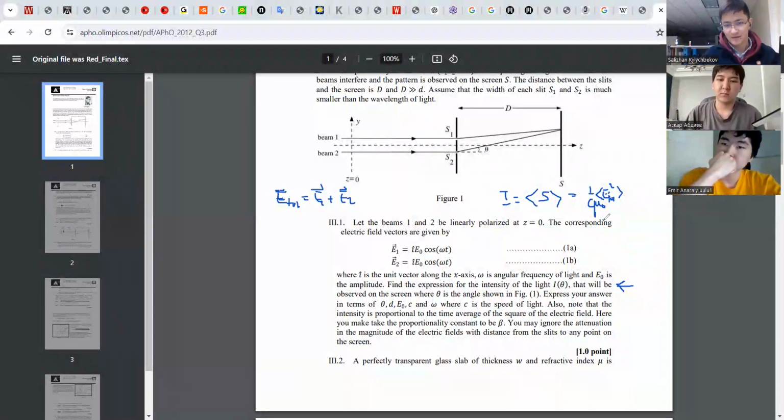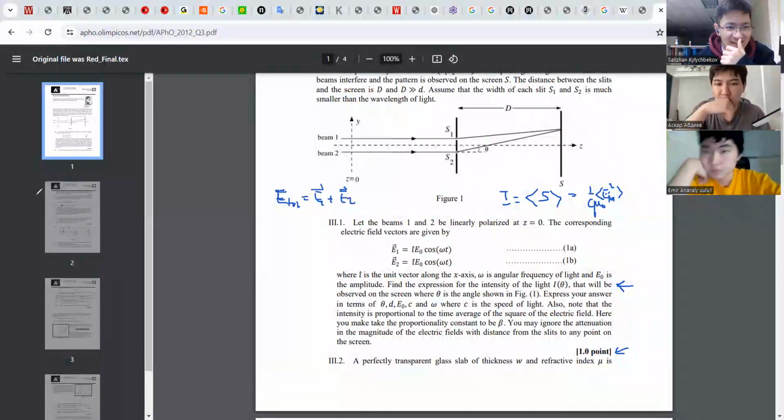There are multiple steps here. And one point, by the way, they should give more for this. It's not that easy.